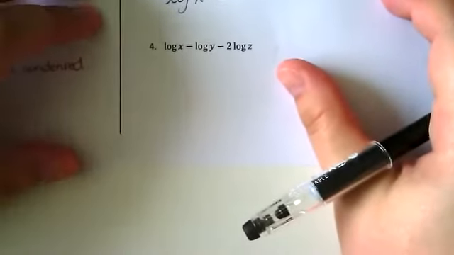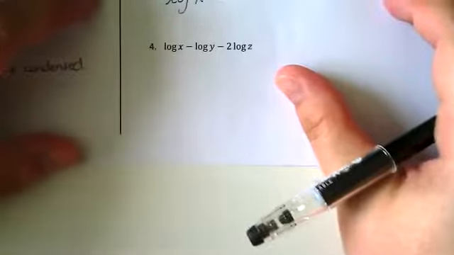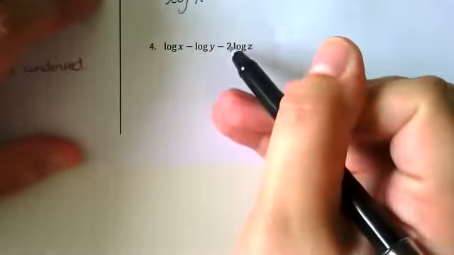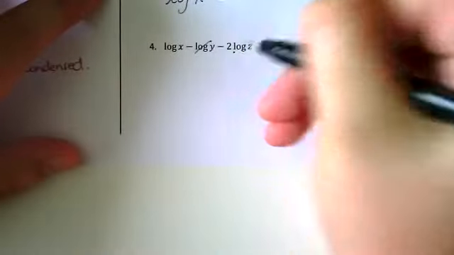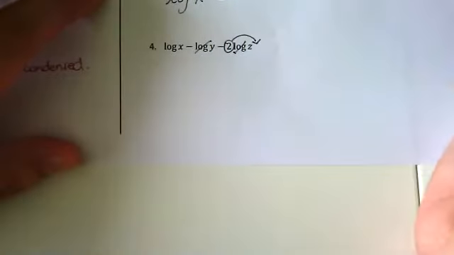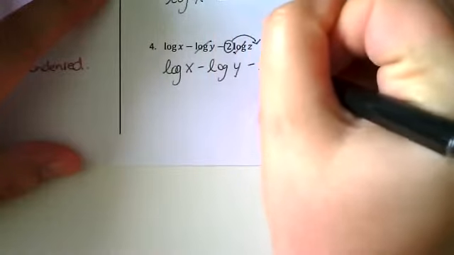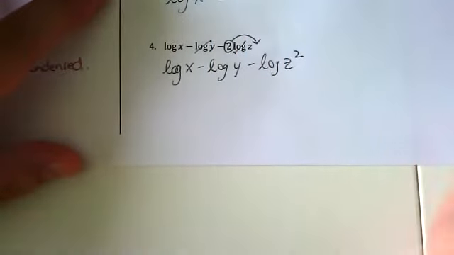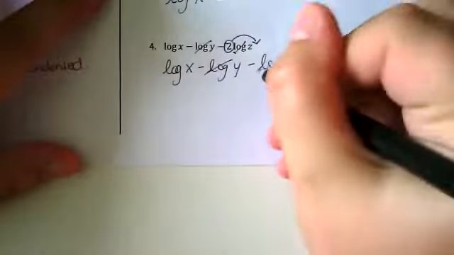For question number 4, this is going to be the hardest one because we have multiple subtraction signs here. So again, we're doing almost the same thing that we did for question number 1. You're getting rid of these extra logs. First, we have to move the 2 onto the z and then get rid of that log. Okay, so we've got log x minus log y minus log of z squared. Okay, so get rid of those logs.